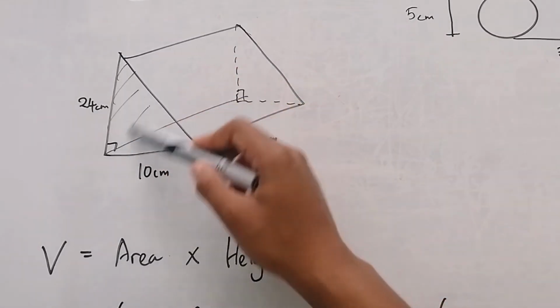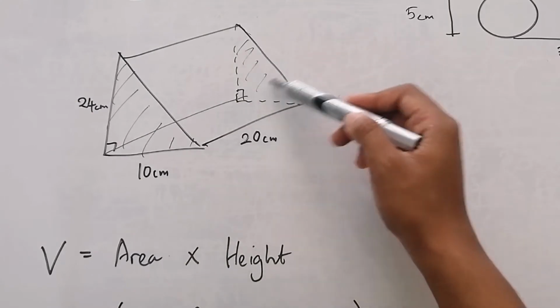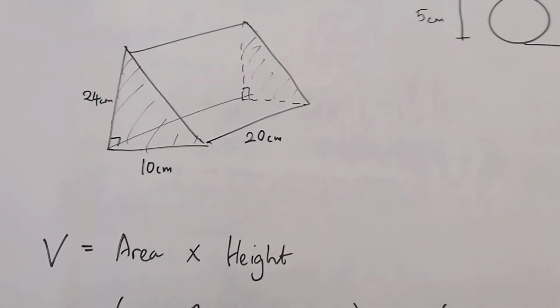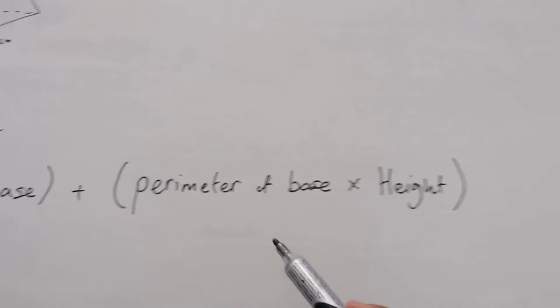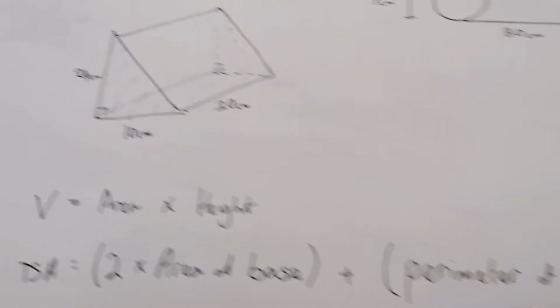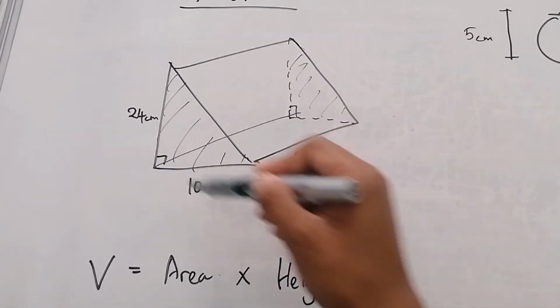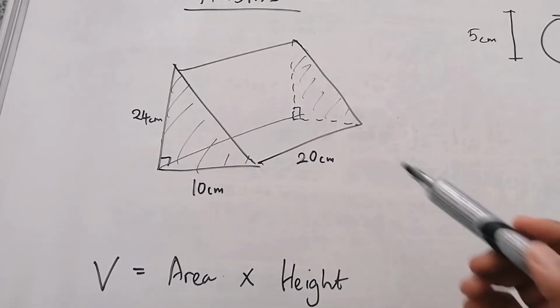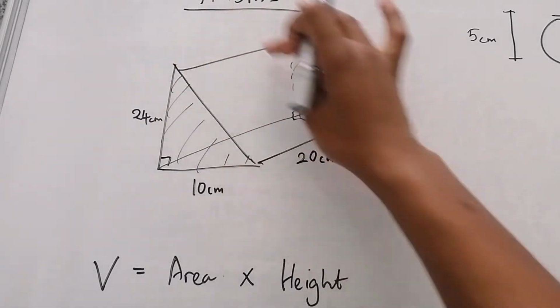So this is the first base, right? And then this is the second base. And then we also need to add the perimeter of the base multiplied by the height. This is basically the area of the sides around the two bases. Okay, so that's how we get this area around here.